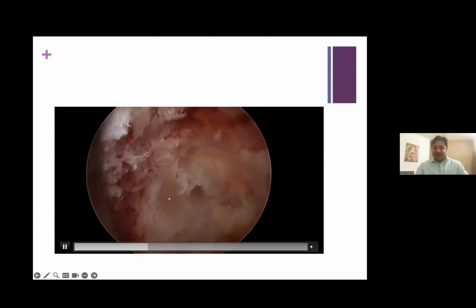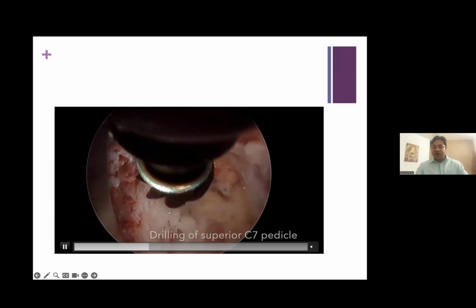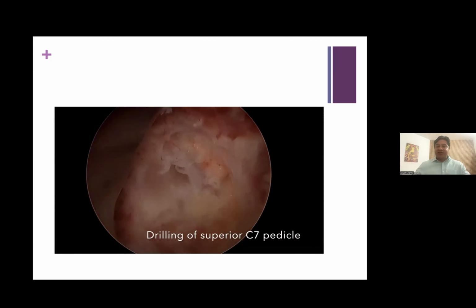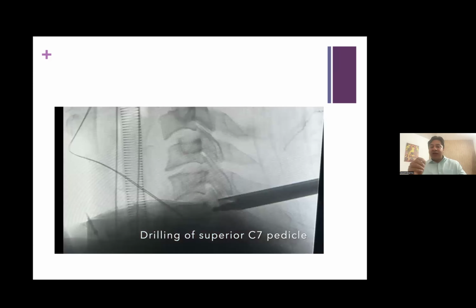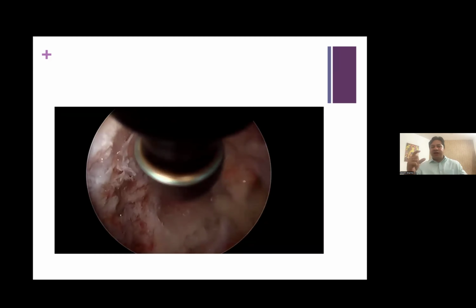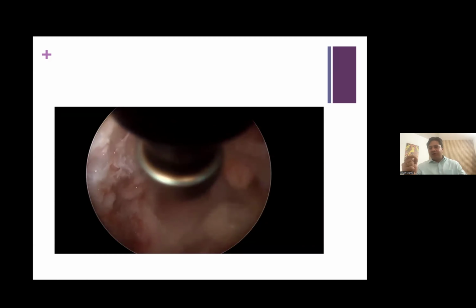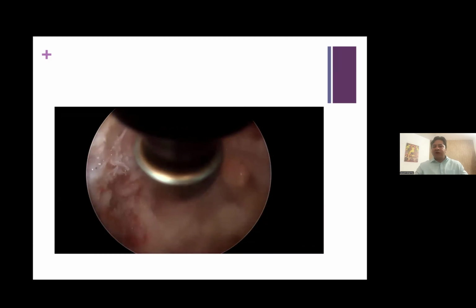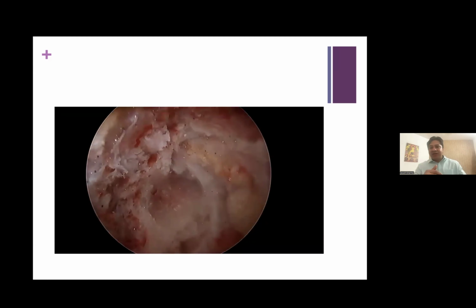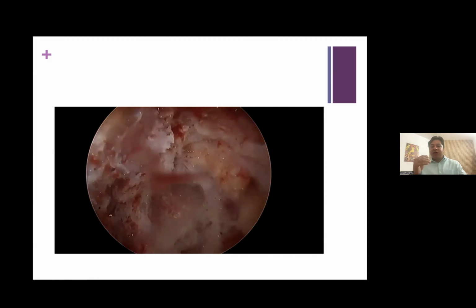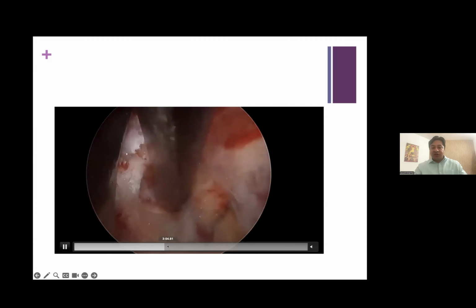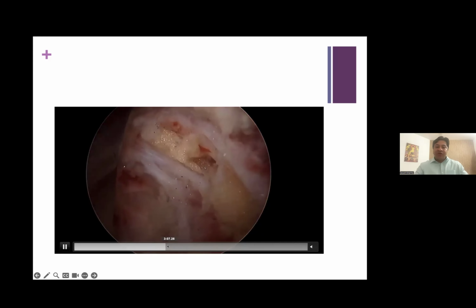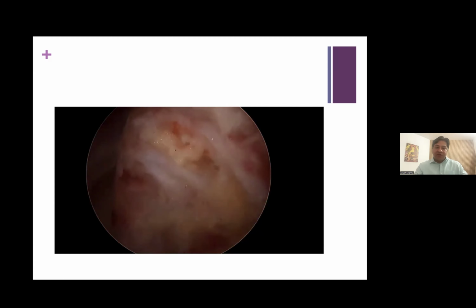And this is the C7 pedicle, superior part. Because the disc has gone below the C7 pedicle and is lying down, I wanted to drill a bit of it to get a better access. C7 is normally a huge pedicle, even if you drill. So it is just less than 1/3 of it that was drilled, because of the angle at which the disc has gone down, you really needed to get there to ensure that you get the disc out. And then once we remove it, you can see this is the neural structure, which you can see here.